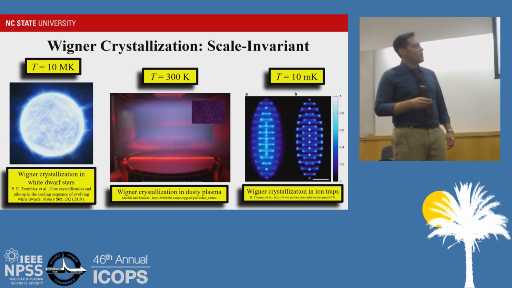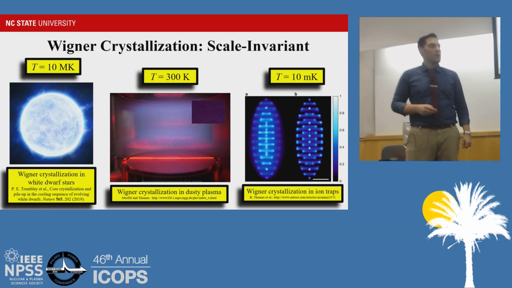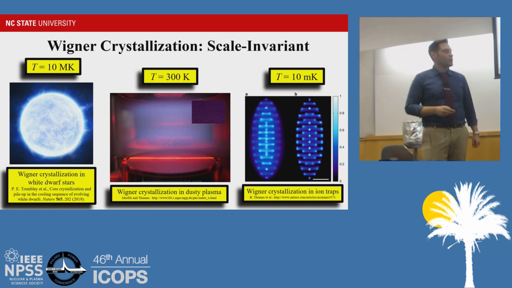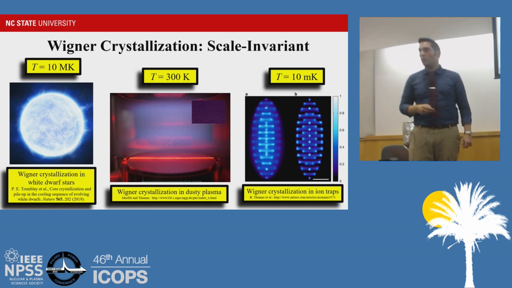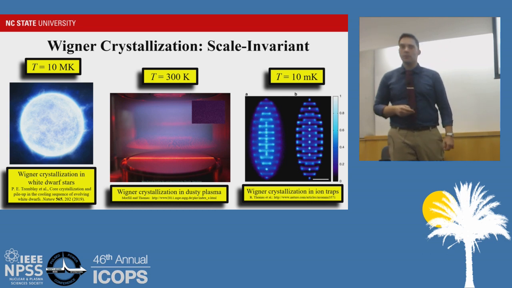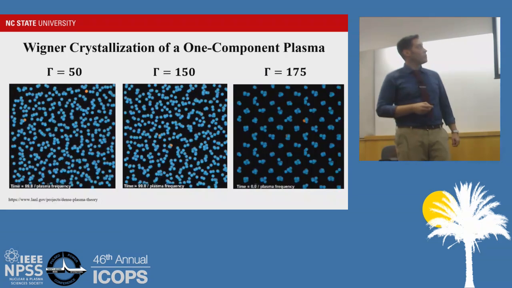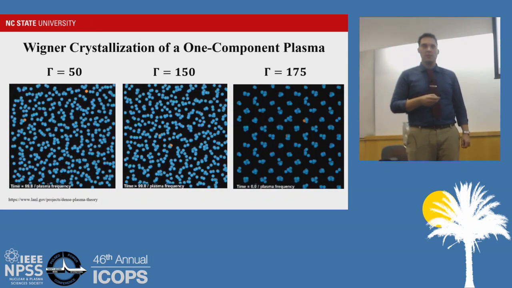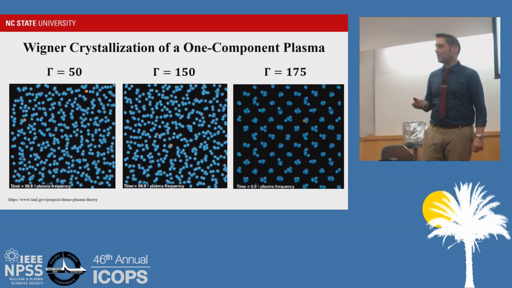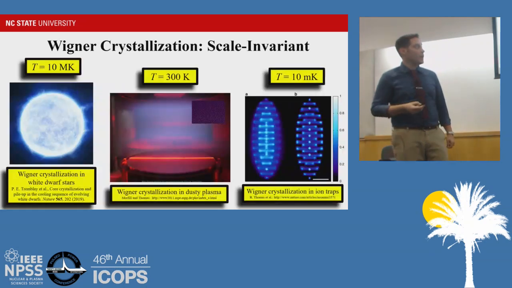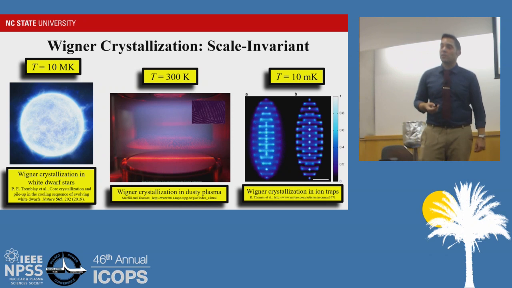And if you look over here on the other end of the temperature spectrum, you can actually make one of these at 10 millikelvin. And this is done by David Wineland, who had magnetic traps and cooled them with lasers. And at a certain gamma, they found that, yes, indeed, it will crystallize. So the point of this is that Wigner crystallization is a scale invariant phenomenon. If you look at gamma, it's a unitless parameter, so it can exist in principle on any length scale. And it should exist on any particle system.